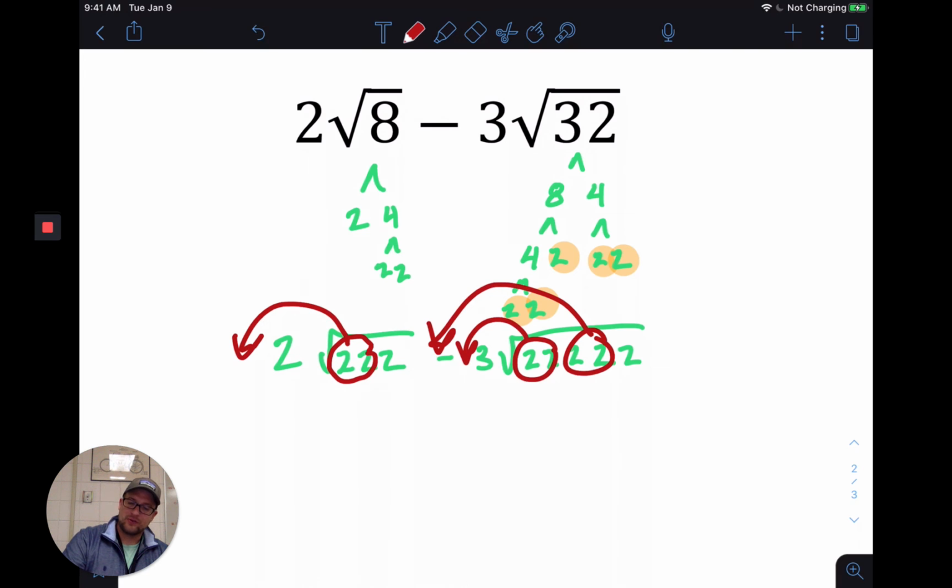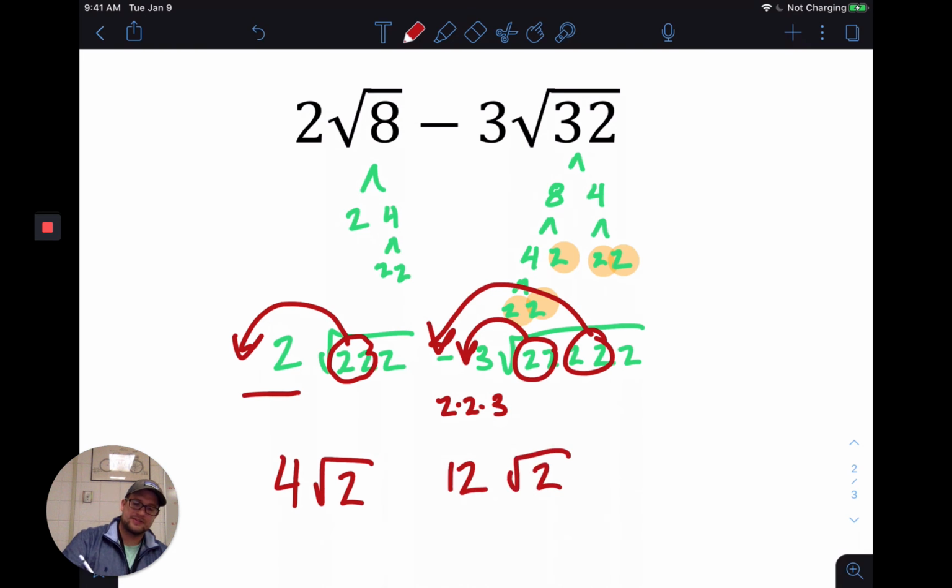So in this first one, I'm going to pull out another 2, and then 2 times 2 would give us 4, so I'm going to be left with 4 square roots of 2. And on the second one, I'm going to be able to pull out 2 2's, so I'm going to have a 2 and a 3 on the outside. 2 times 2 times 3 would give us 12. And I'd still have that square root of 2 on the inside. And those are, of course, being subtracted.